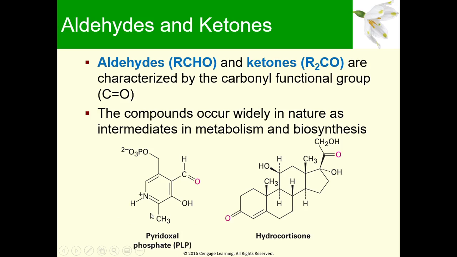Pyridoxal phosphate is the active form of vitamin B6, and it is an important coenzyme in some biochemical reactions. On the other hand, you will see here hydrocortisone. This one is a steroid and it is also a hormone, and you will see here this part, that oxygen with a double bond. So this is a C double bond O, and this is the carbonyl group. So that is a carbonyl group.